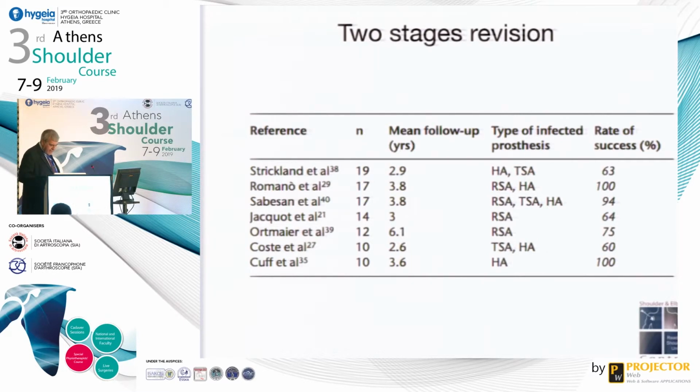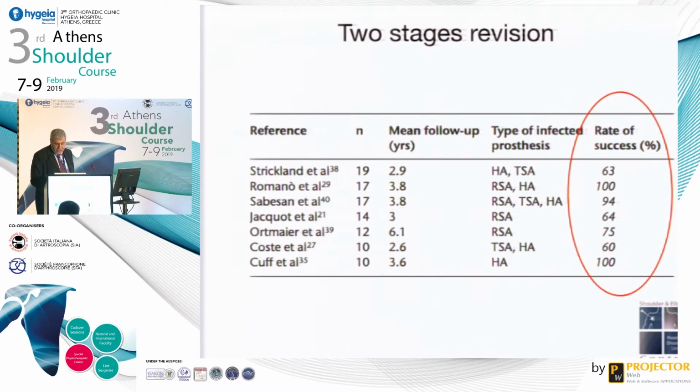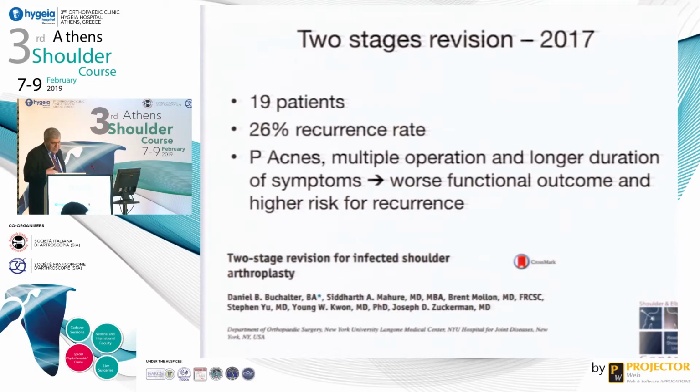And again, you can see this is the collection of the studies of two-stage revision. You can see that the success rate is slightly lower than the first stage. And there were a few papers recently. One was a two-stage revision by Zuckerman and his colleagues in 19 patients, 26% recurrence rate. P. acnes, multiple operations and longer duration of symptoms were associated with worse functional outcome and high risk for recurrence.